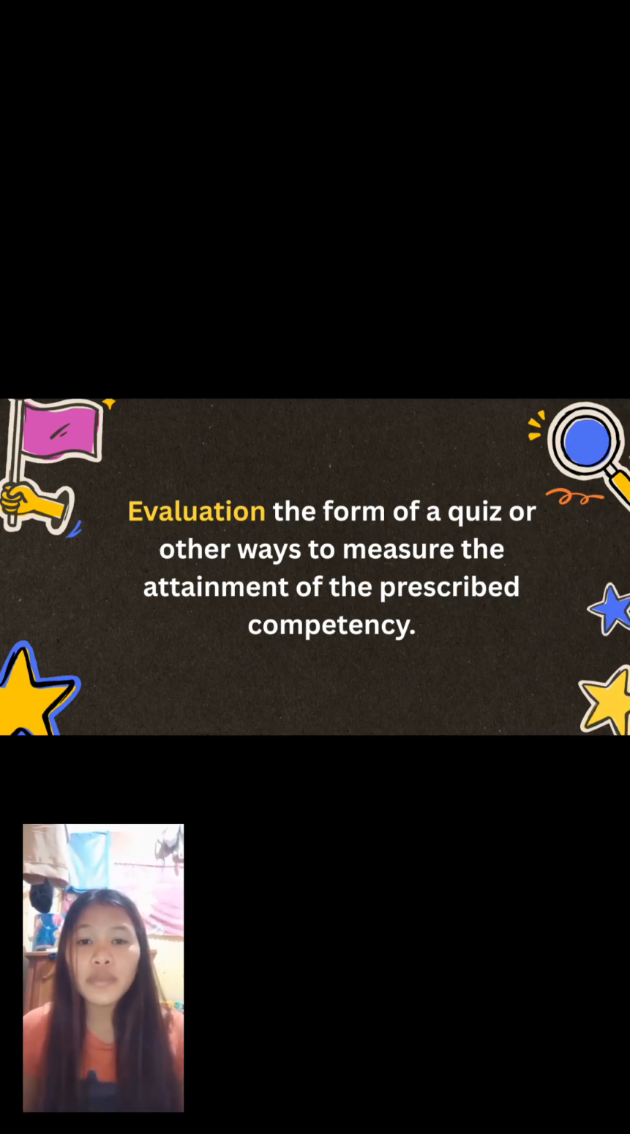And when we talk about evaluation, you provide quizzes, performance tasks, or oral responses. Align the assessment with prescribed competencies. In evaluation, you should align your learning objectives with the lessons you used.